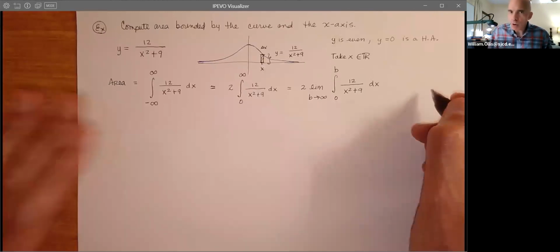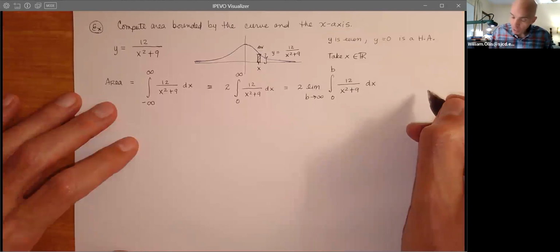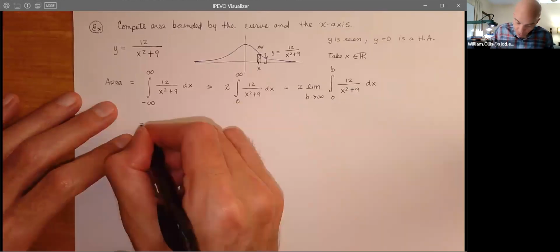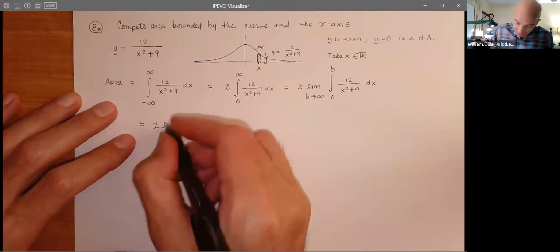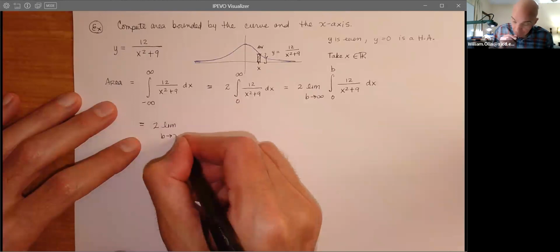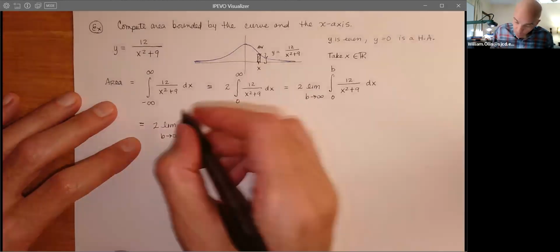That'll be something you all will see again when you take your probability courses. So now we're good to go. So this will be 2 times the limit as b approaches infinity. So again, we have the arc tangent. So this will be 12.